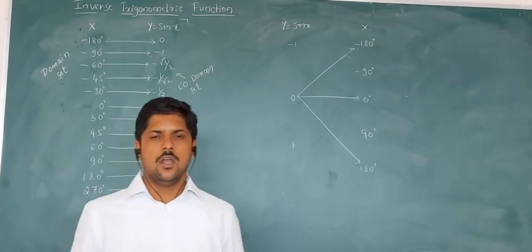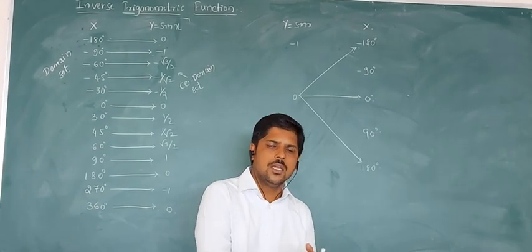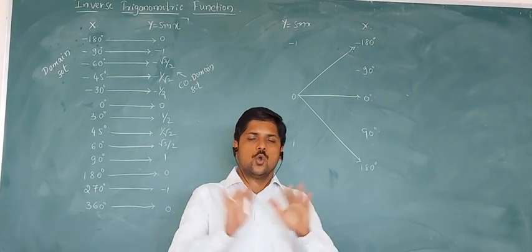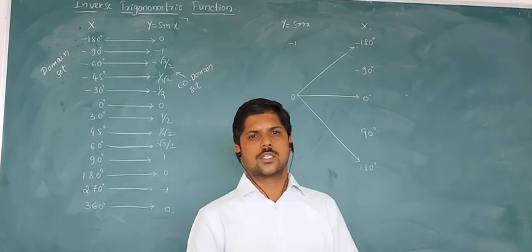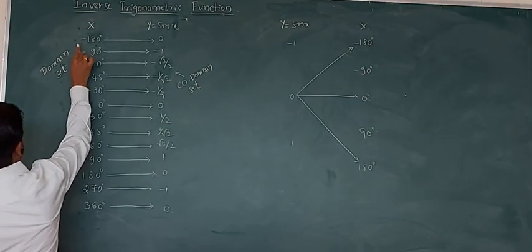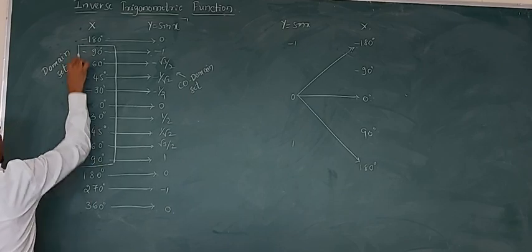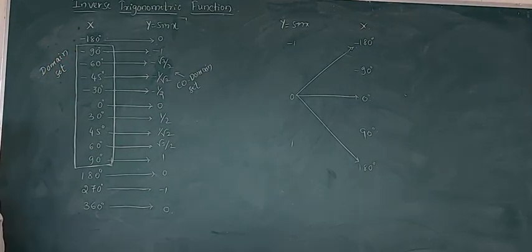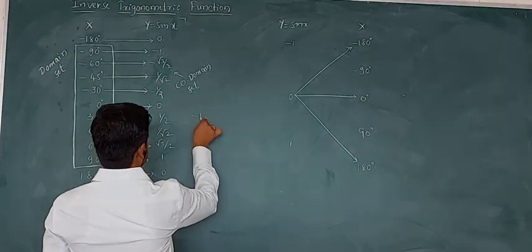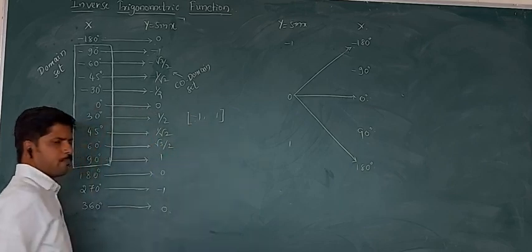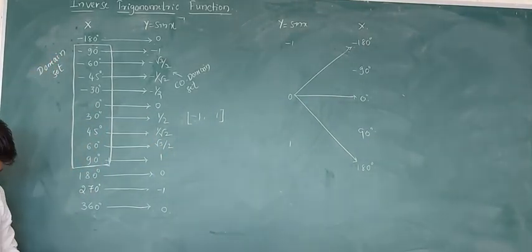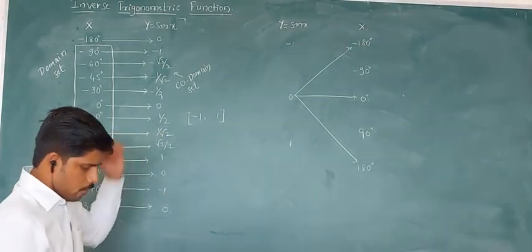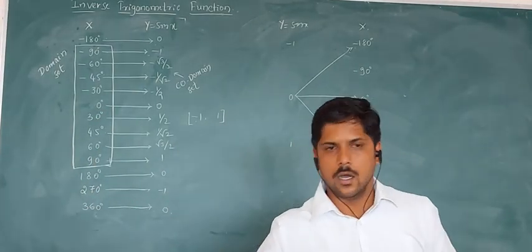For that purpose, we are going to restrict the domain as well as the codomain. Why are we going to restrict the function? Because we need one-one and onto functions to exist. For that purpose, here we will restrict the domain to minus 90 degree to plus 90 degree, and the codomain range is minus 1 to plus 1. So to get the inverse function one-one and onto, we will consider again one table.